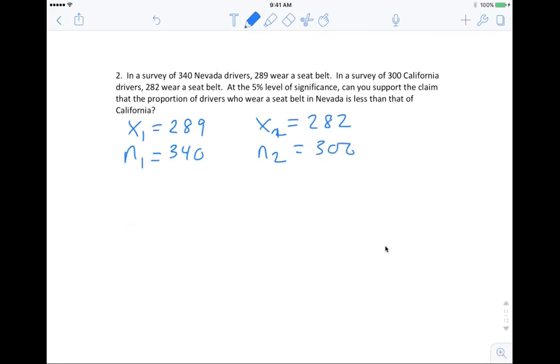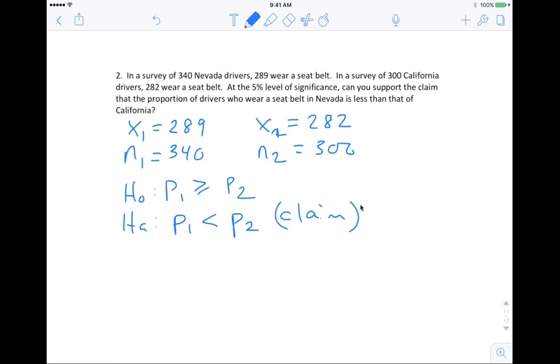5% level of significance. Can we support this claim? Okay, let's see the StatCrunch feature for this one. Well, let's just get the H0 and HA down. Can you support the claim that the proportion of drivers in Nevada is less than California? P Nevada less than P California is the claim. So this is a left-tailed test. That would be the H sub 0. Okay, we'll need that inequality when we do StatCrunch.